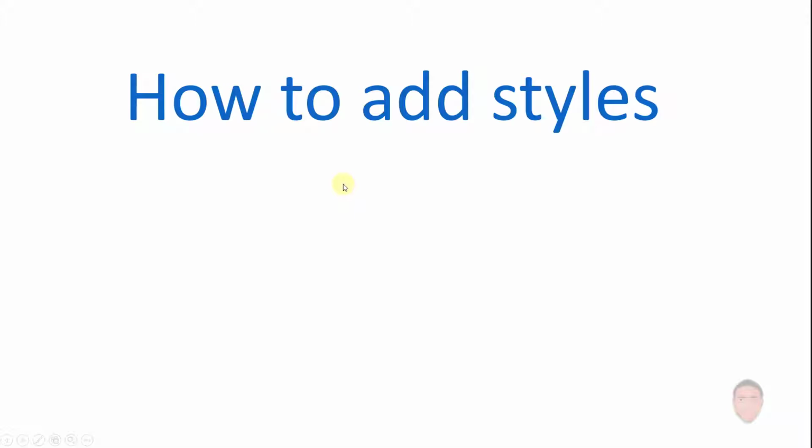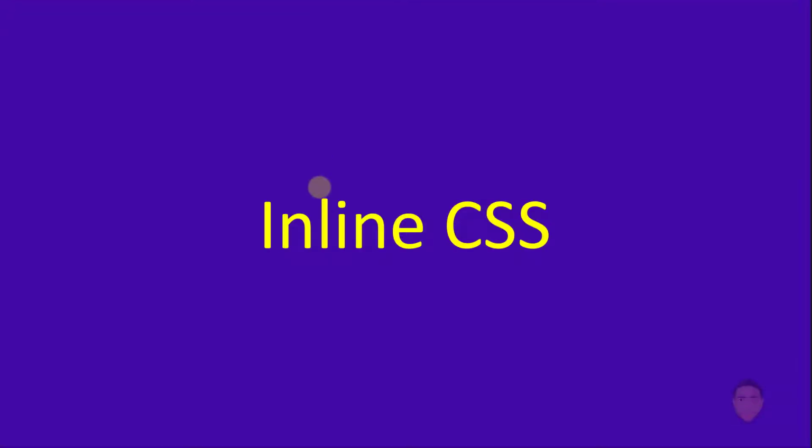So how do we add styles to our HTML? There are three ways we can do that. The first one is called inline. The second one is called internal, and the third is external. These are the three ways we can use to add styles to our website or HTML file. So we're going to be looking at the first one, the inline CSS. We do this by using the style attribute inside the HTML elements. It's similar to the example I just showed you.